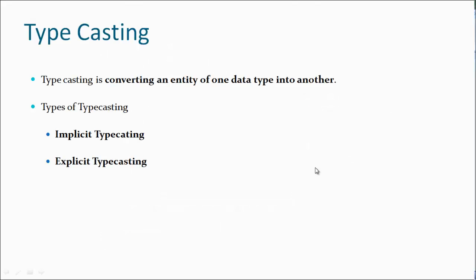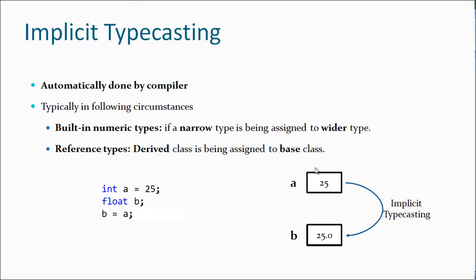Typecasting is converting an entity of one data type into another. This conversion can be done in two ways: implicit typecasting and explicit typecasting. Implicit typecasting is automatically done by the compiler. Typically, when we assign a small data type to a big data type, implicit typecasting happens. For example, here we have an integer variable and a float variable. When we are assigning a to b, a will get converted into float automatically first before assignment. This typecasting is known as implicit typecasting.